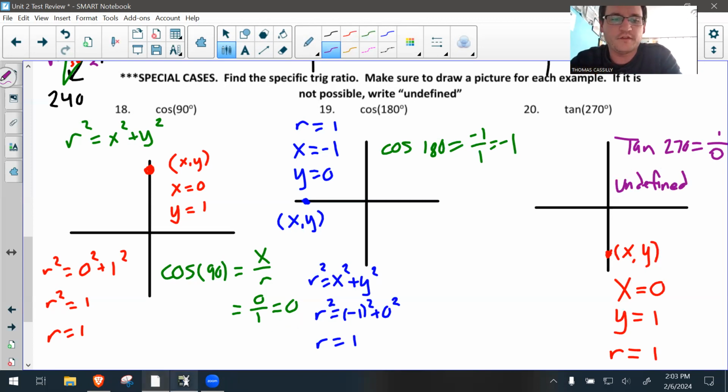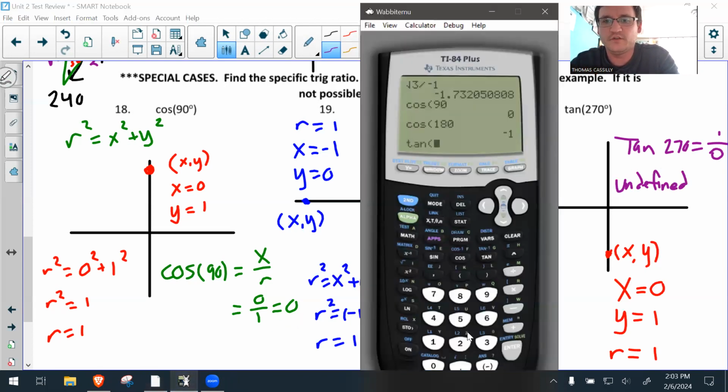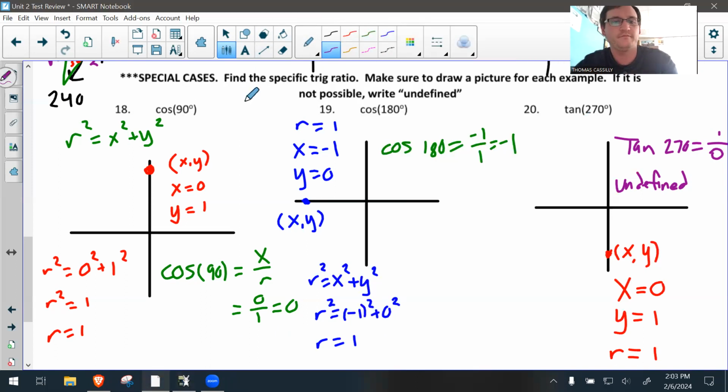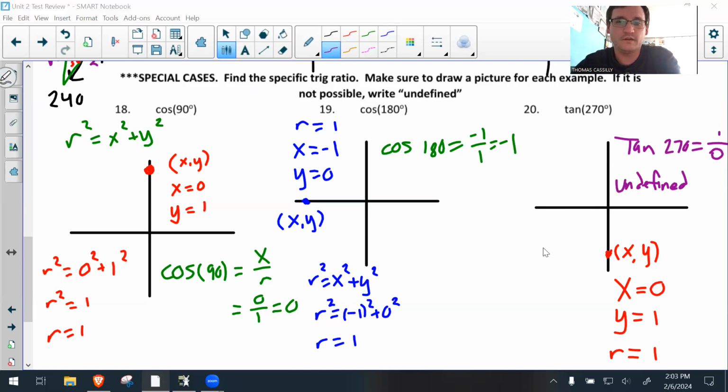So when you type this in your calculator, you do the tangent of 270, you're going to get an error. It'll probably say divide by 0 or undefined or something, domain error, because you cannot divide anything by 0. That doesn't work in math. But there you go. That is page 3 on your test review. You got one more. Hang in there. We are almost done.